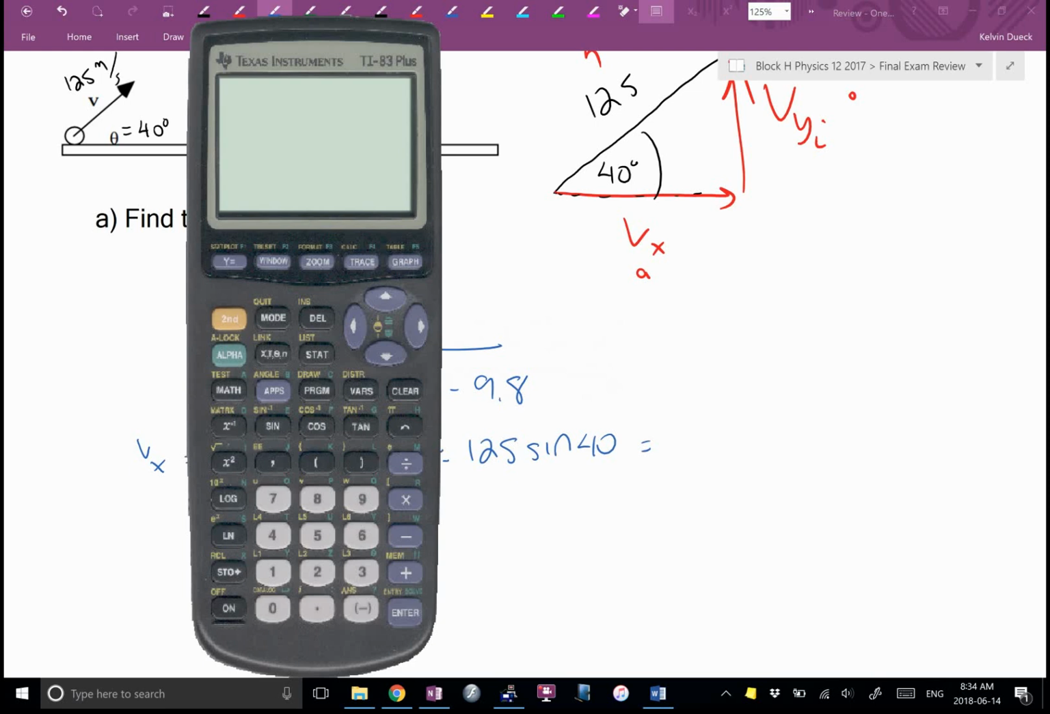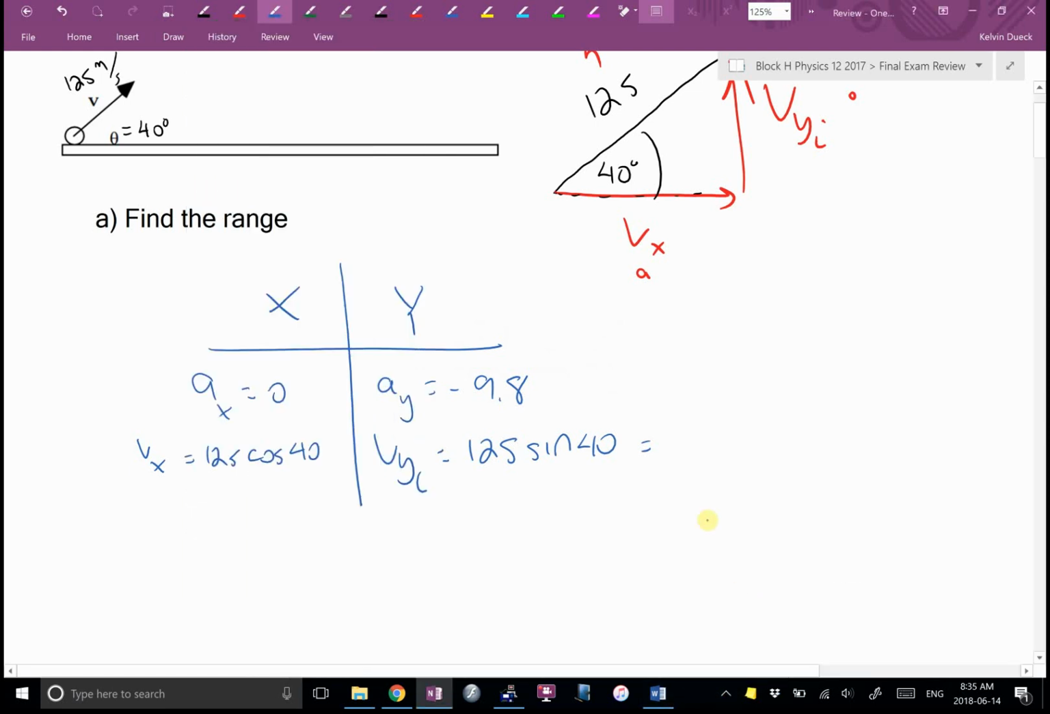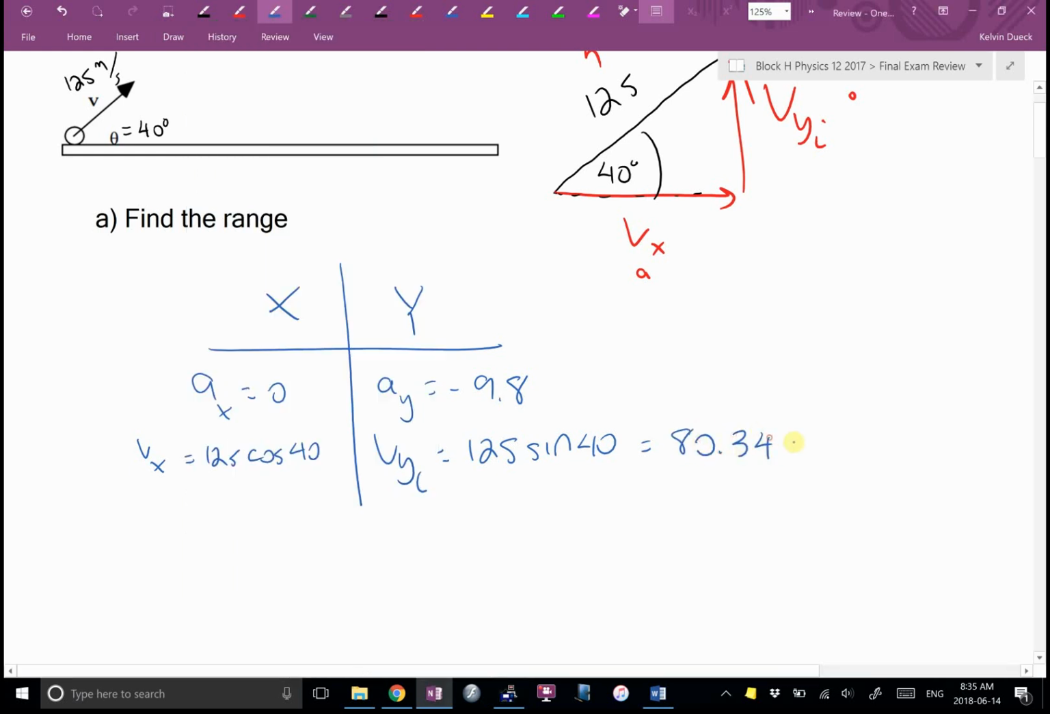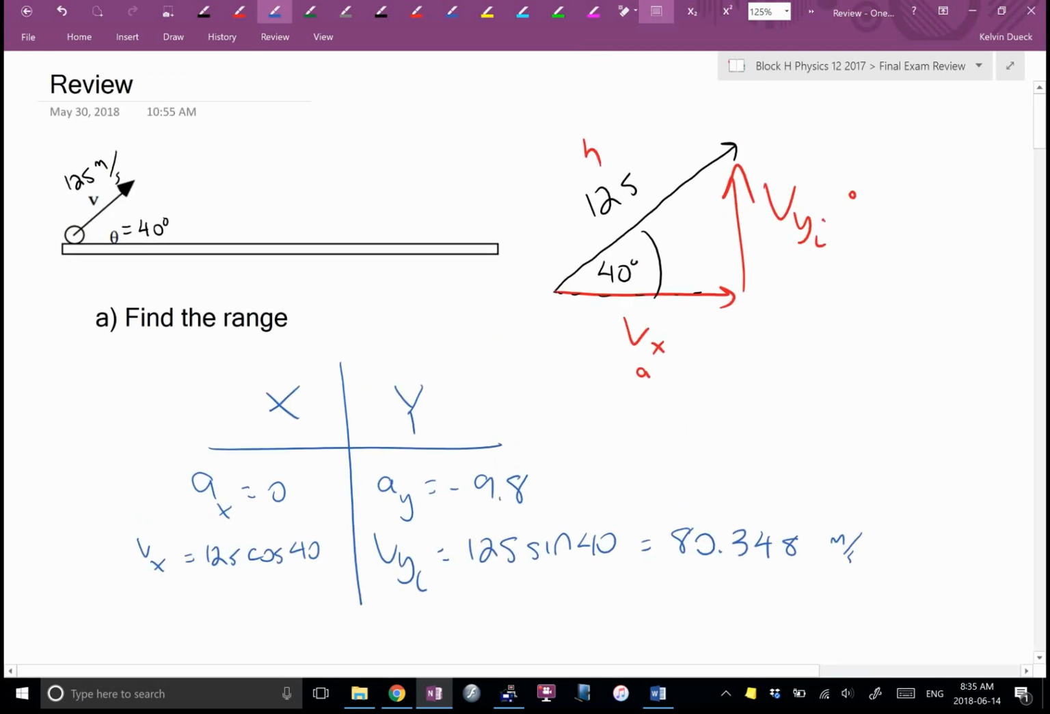So 125 sine 40. I get 80.348. I'll keep some extra sig figs. Try and follow along on your calculator. It's a good way to participate. How many things do I have in the left-hand column, Jaden? 2. How many on the right-hand column? 2. I need 3 things. What else do I know?